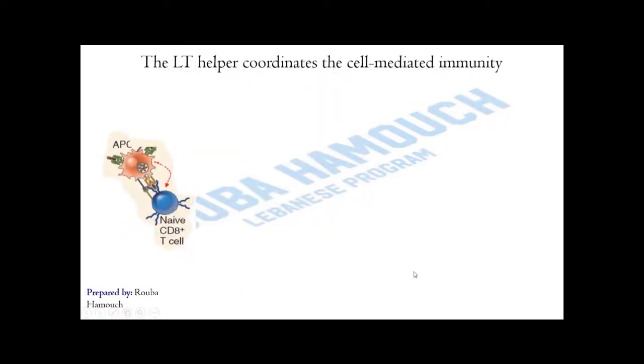Passing now to the coordination of the cell-mediated immunity by the T helper. The first phase is always antigen recognition. A cytotoxic T lymphocyte or CD8 plus, having CD8 molecule on its surface, binds to an antigen presenting cell via its TCR. The TCR recognizes the non-self peptide associated to MHC class I molecule. So the T8 lymphocyte can be directly activated by the direct contact with an antigen presenting cell.